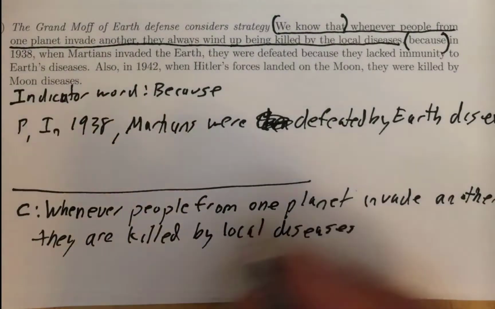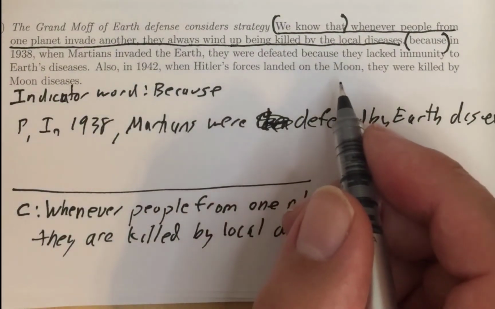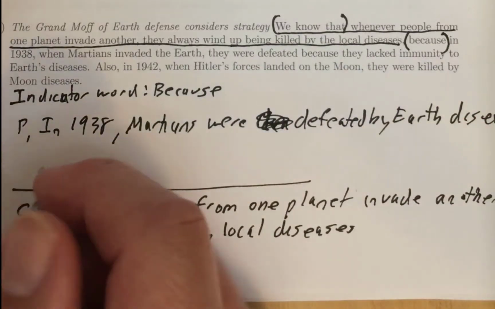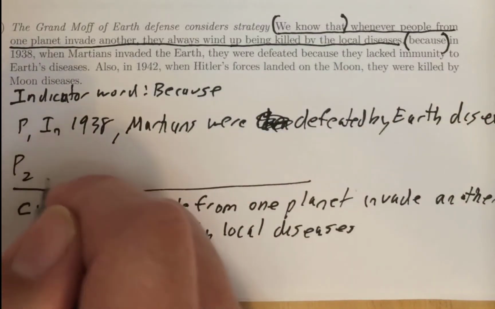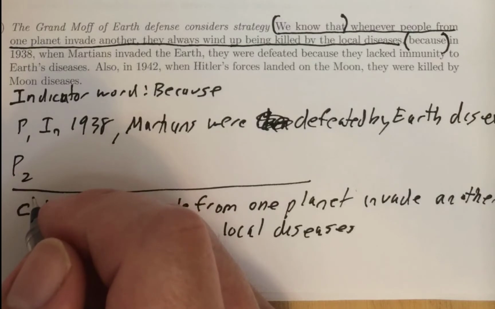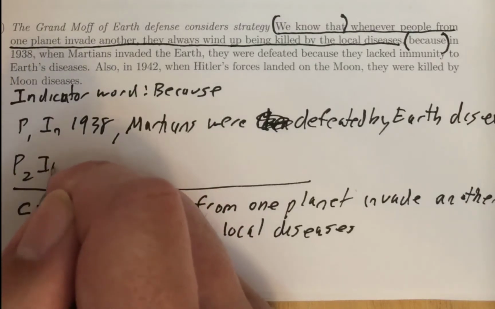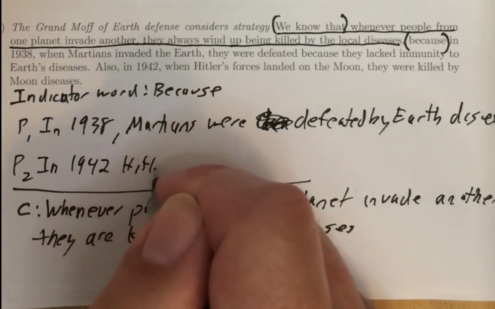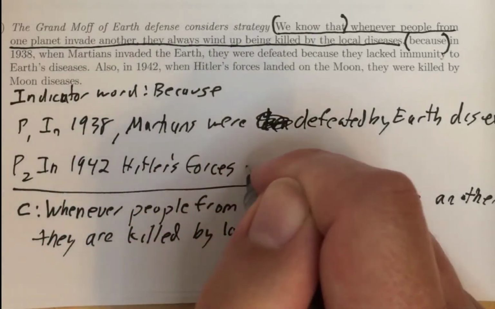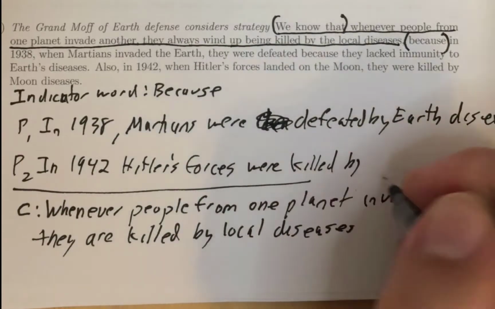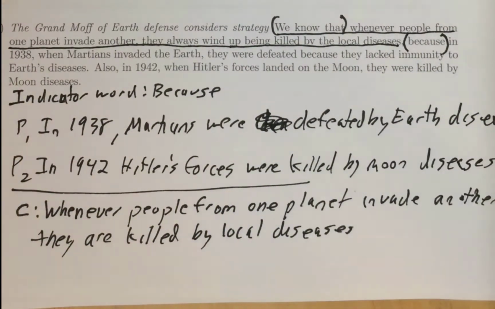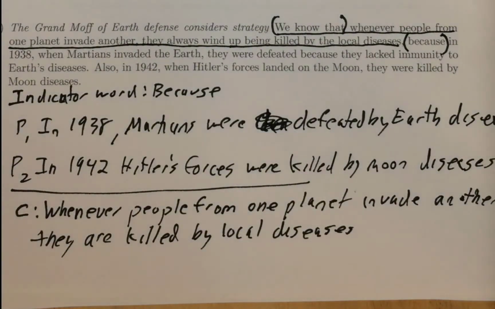All right, and then premise 2: in 1944, when Hitler's forces landed on the moon, they were killed by moon diseases. P2: in 1942, Hitler's forces were killed by moon diseases. So that's the argument in standard form. You may stop for a second and say, this argument's really ridiculous. I mean, Hitler invading the moon, what the hell?